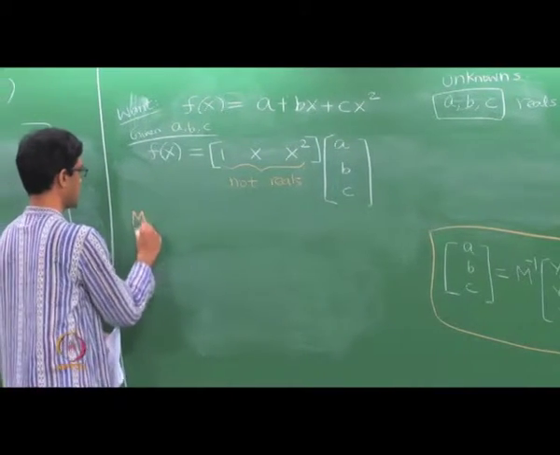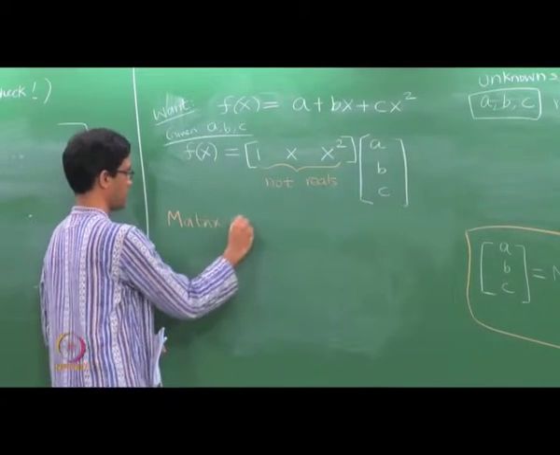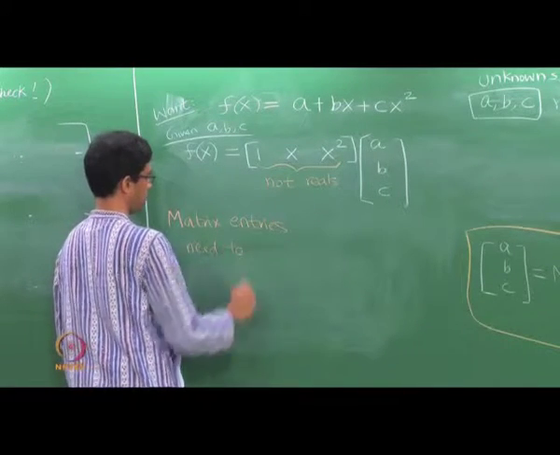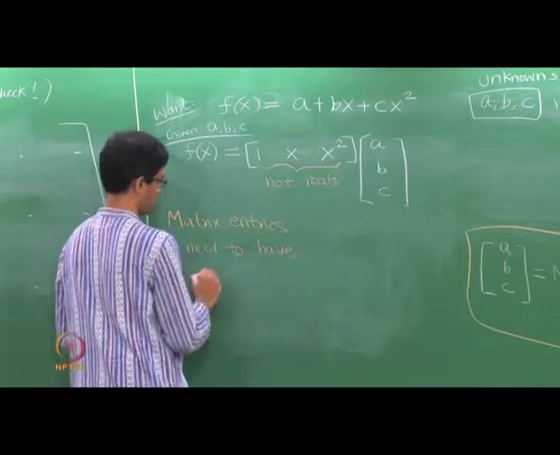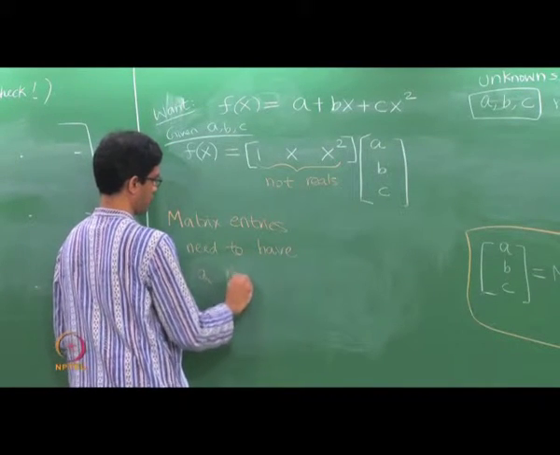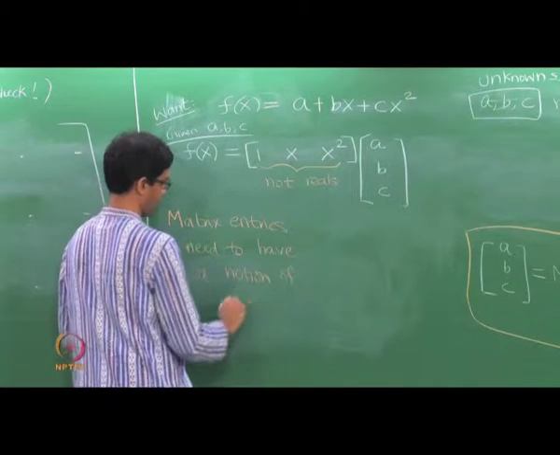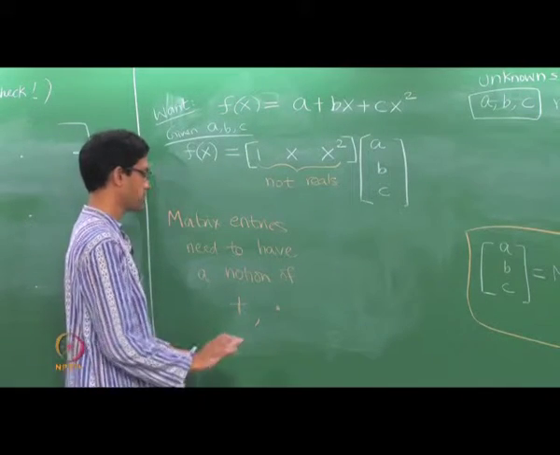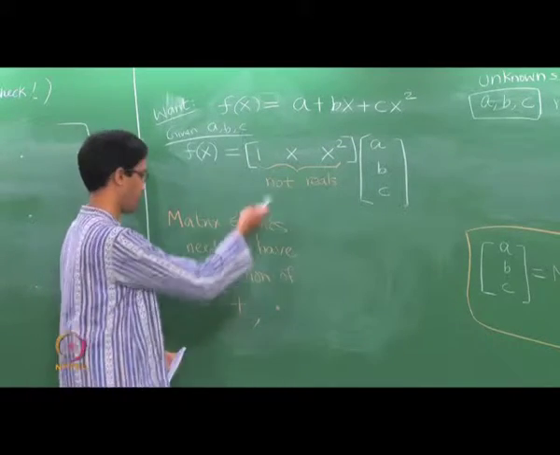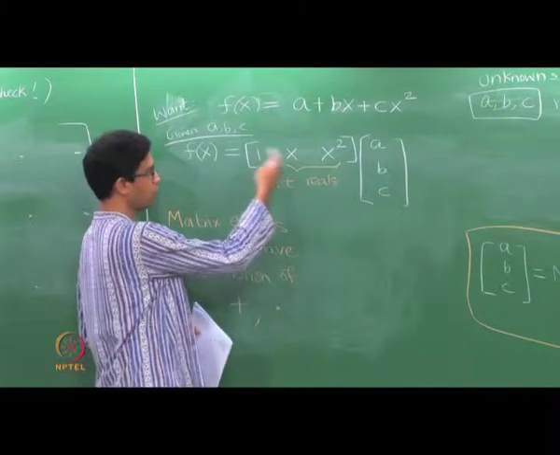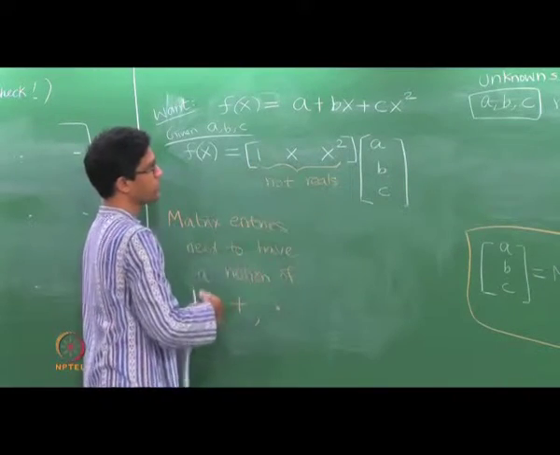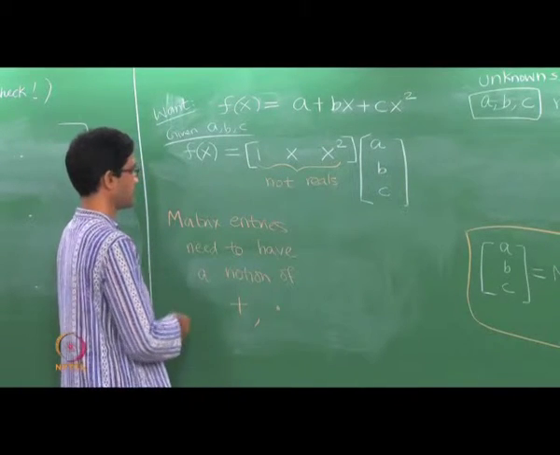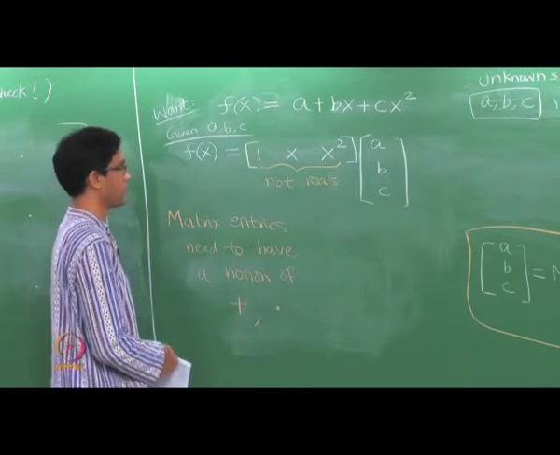So another point to note here: matrix entries need to have a notion of addition and multiplication between them. That's pretty much all you need. You don't need anything else. So it's okay to have 1, x, x squared be matrix entries, because they are polynomials in x and we know how to multiply two polynomials together, or add polynomials, etc. Because this is all that will really come up when you try to multiply or add matrices.